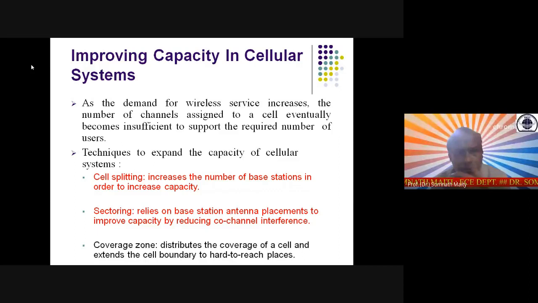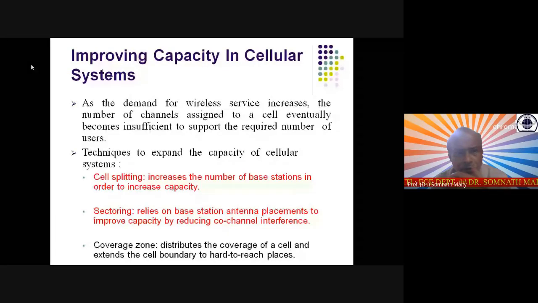As the demand for wireless service increases, the number of channels assigned to the cell eventually becomes insufficient to support the required number of users. There are two techniques to expand the capacity of a cellular system. Number one is cell splitting: increase the number of base stations in order to increase capacity. One cell is divided into more than one cell. How many divisions there will be depends upon the requirement or the demand.